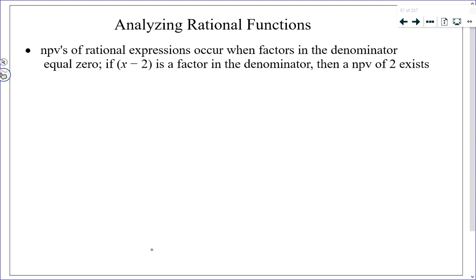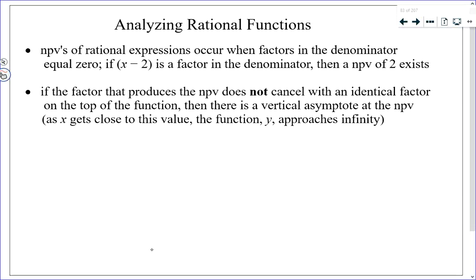Rational functions are functions that contain polynomials over polynomials, and non-permissible values of rational expressions or rational functions happen when you divide by 0. So, little tiny example here, if you had x minus 2 as a factor in the denominator, then x is not allowed to be 2. A non-permissible value of x being 2 exists. The non-permissible value in a rational function may turn out to produce what's called a vertical asymptote, or it may turn out to produce what's called a point of discontinuity, or a hole.